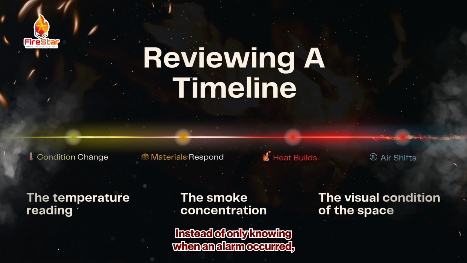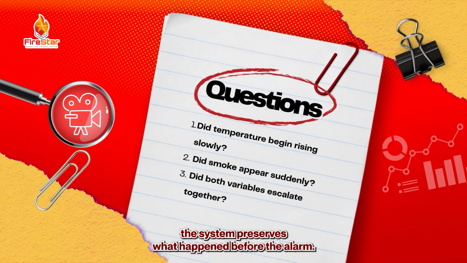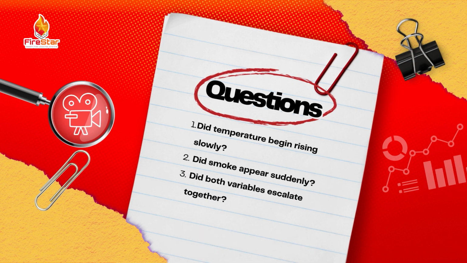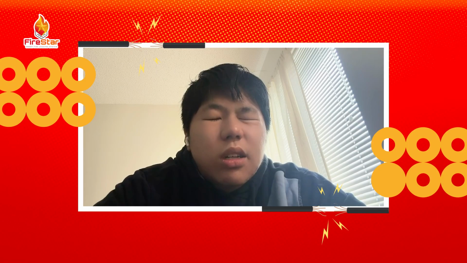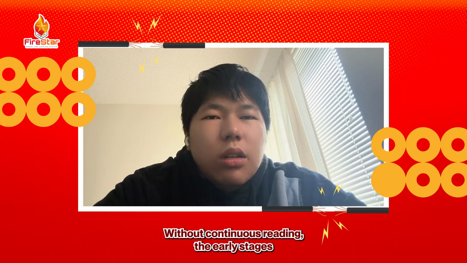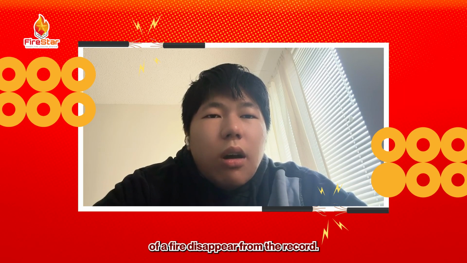Instead of knowing only when an alarm occurred, the system preserves what happened before the alarm. Did temperature begin rising slowly? Did smoke appear suddenly? Did both variables escalate together? These questions can only be answered when the progression is preserved. Without continuous reading, the early stages of a fire disappear from the record.